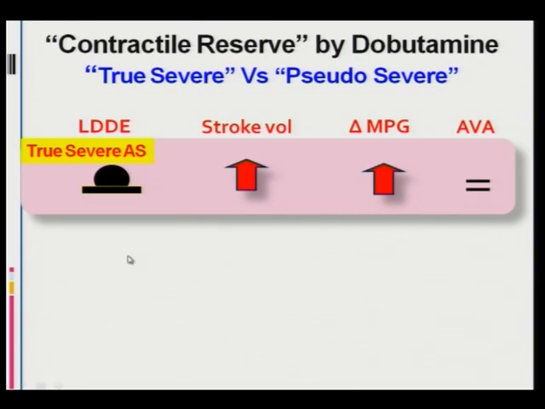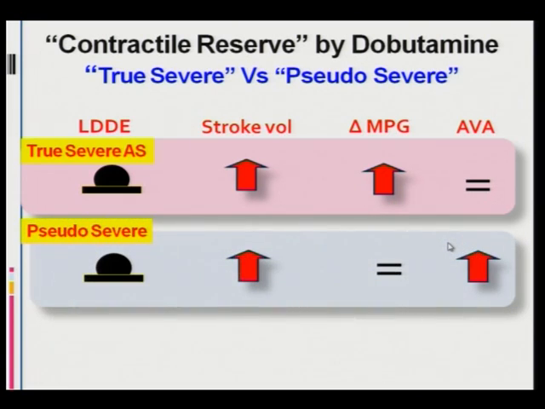When we use dobutamine in such a fashion, we find a situation of true severe aortic stenosis, in which low-dose dobutamine increases the stroke volume, and this increased stroke volume is able to pump more pressure across the aortic valve, and because the aortic valve is inherently very stenotic, the area across the aortic valve does not change as much.